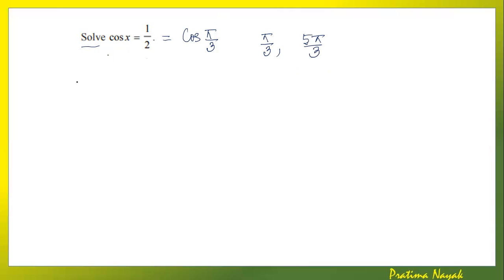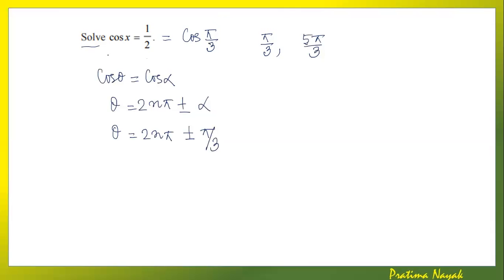For general solution, I'll go for the formula again. Cos theta is equal to cos alpha, so theta is equal to 2n pi plus minus alpha. Please write down all the formulas, then it is easy for you to write. So theta is equal to 2n pi plus minus pi by 3. You will take the lower one, no need to write the other. It will be the same value.